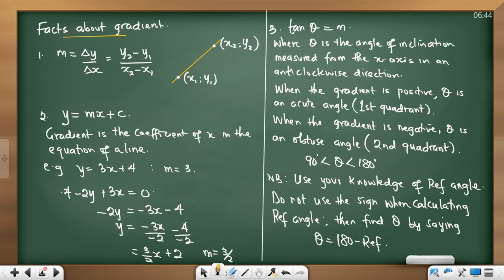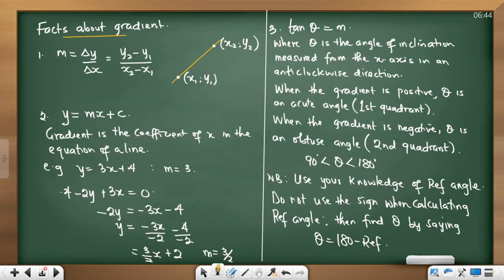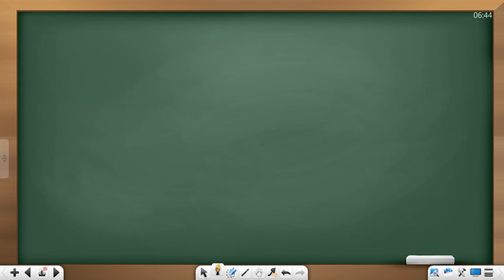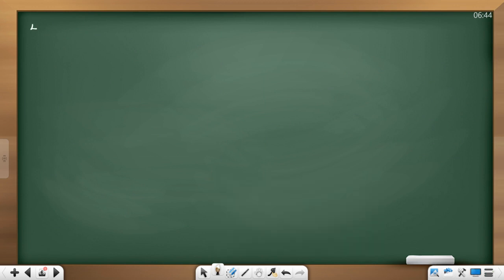Again, what was our fact? Number 1, gradient m equals y2 minus y1 over x2 minus x1. Number 2, y equals mx plus c. And number 3, tan theta equals m, angle of inclination. Okay, number 4, parallel lines.